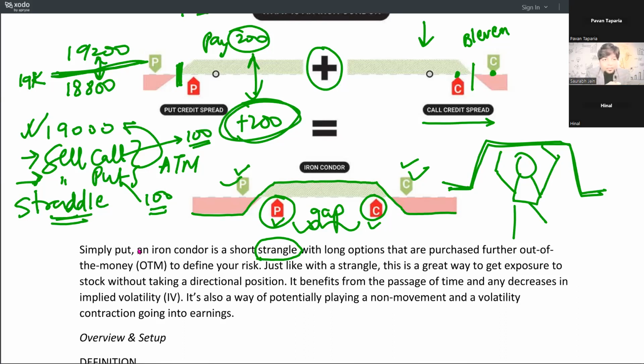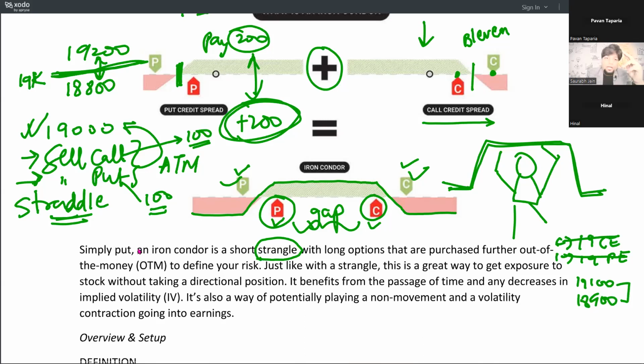Same strike. Now, if I do the same, but I create a gap between the strikes, which means instead of selling the 19,000 call and also selling the 19,000 put option, I create a gap between the strikes. Okay, let's say I sell the 19,100 call and the 18,900 put. So instead of having at the money, I am going 1 out of the money.